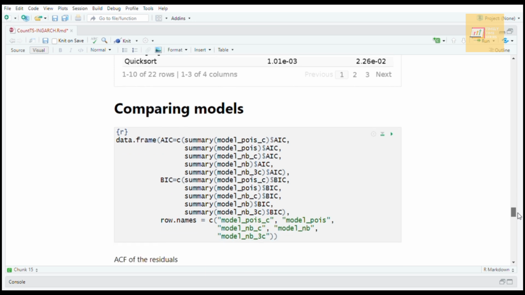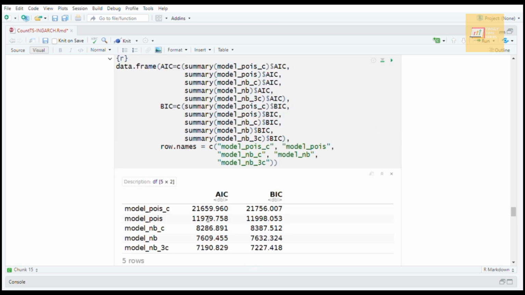First of all, I have collected all the AIC and BIC scores. These are the AIC and BIC scores for those 5 models that we trained. We can see that the models using Poisson distribution have much higher scores than the ones using negative binomial distribution. And with AIC and BIC scores, we want to get as low a score as possible. So based on that, it seems like negative binomial is more suitable for this time series.